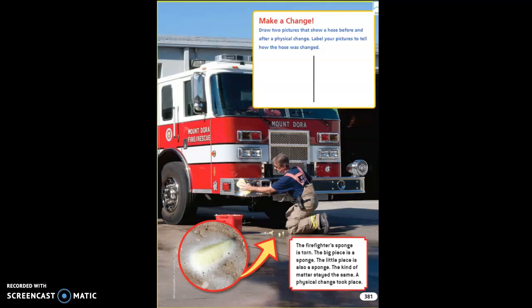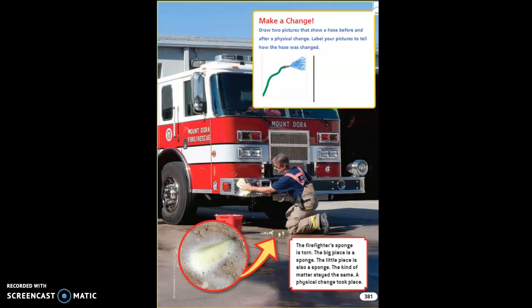Now let's work on page 381. Make a change. Draw 2 pictures that show a hose before and after a physical change. Label your pictures to tell how the hose was changing. Okay?